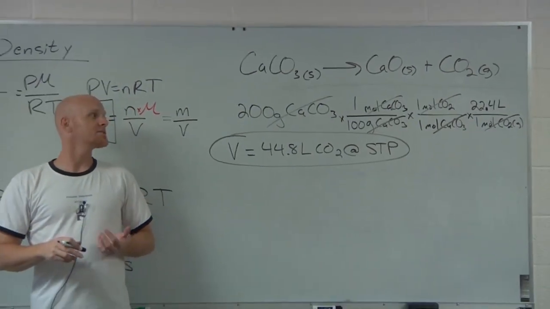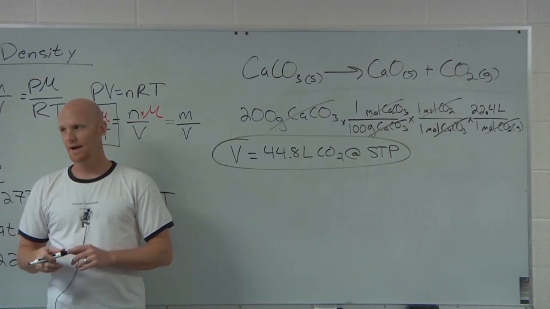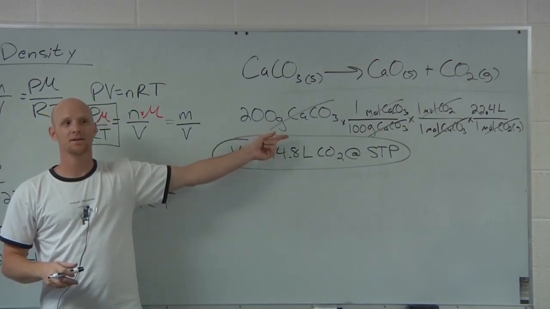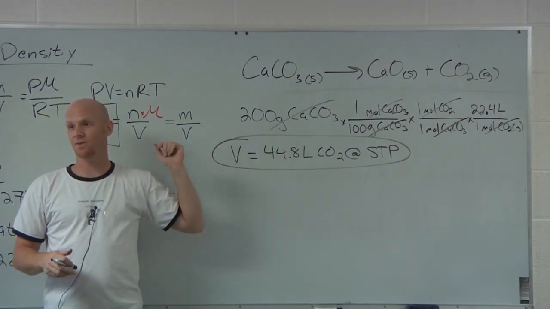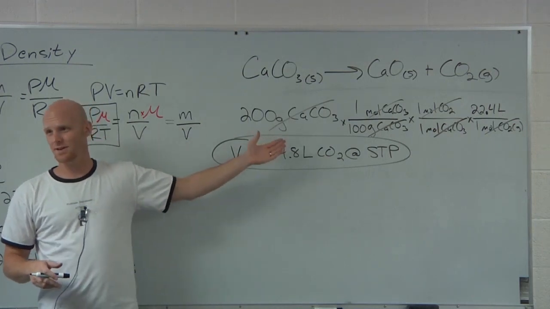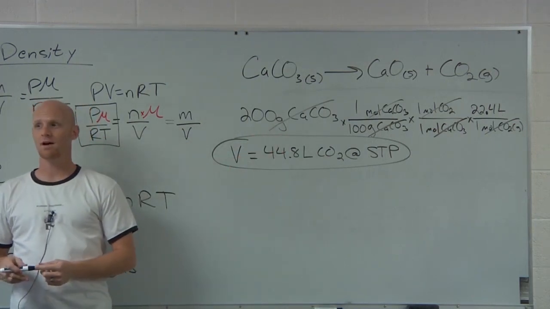So technically, you don't really have to memorize that 22.4 number. However, it would have saved you a little bit of time not having to plug this all back into PV equals nRT in this case. And again, giving you conditions of STP is pretty common on this exam.